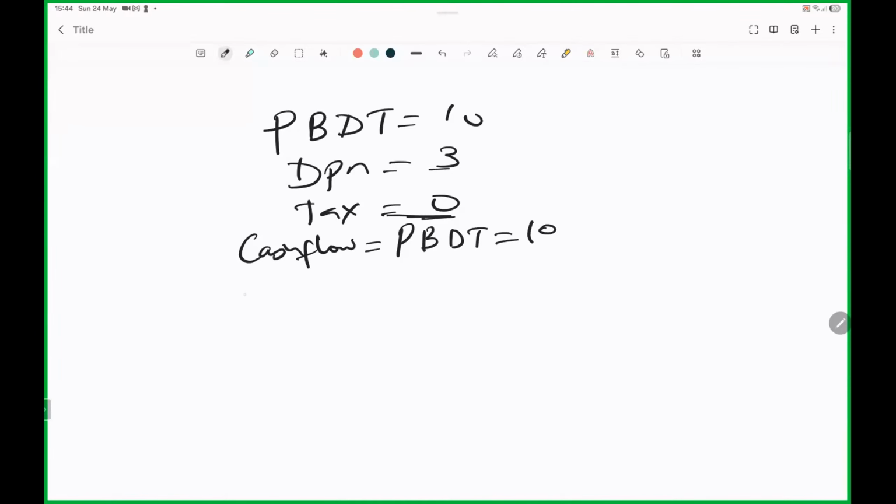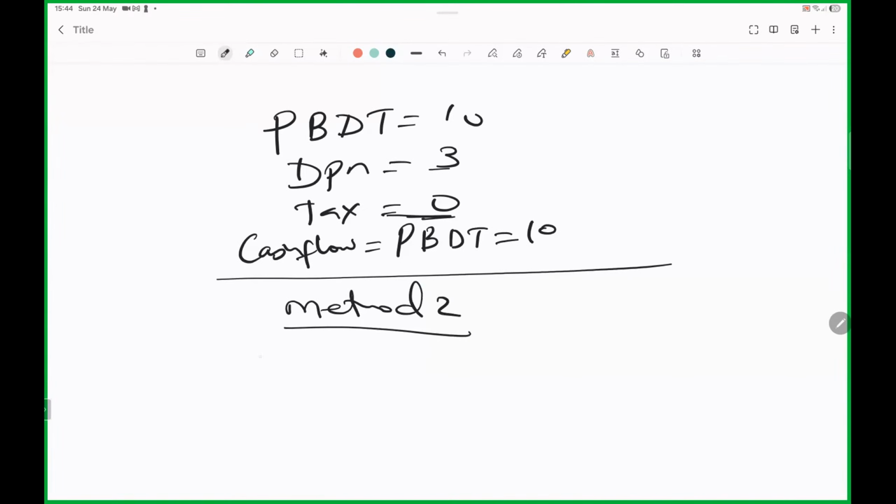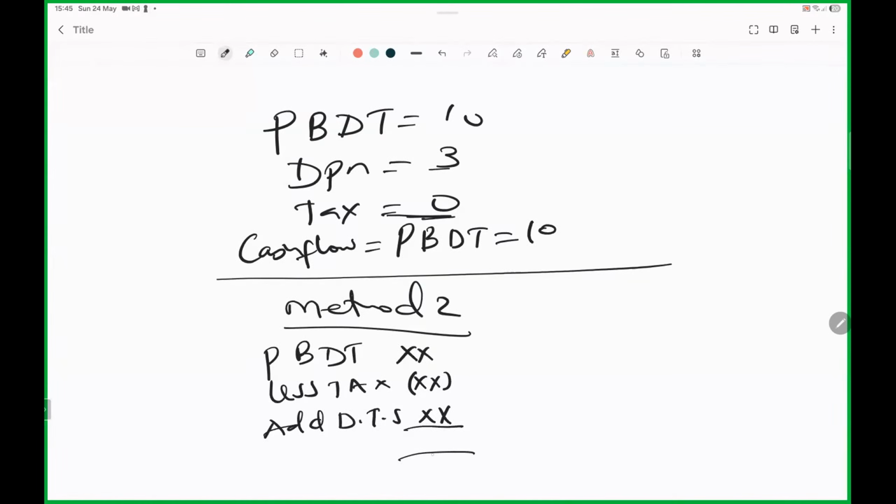And with your permission, I'll be able to use, in this case here, method 2 to prove that I'm right. Remember the second method, we normally say PBDT, you less tax automatically, like that. And then you add depreciation tax shield. 3 numbers only. This is what a smart person does to get cash flow. Any smart person will get cash flow like this.